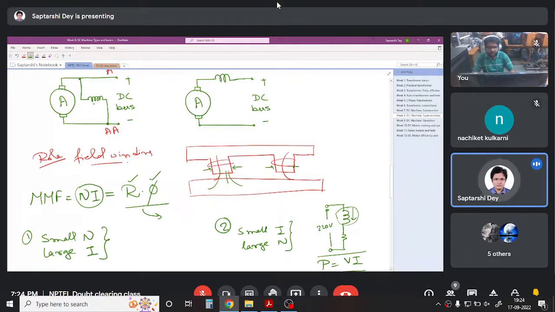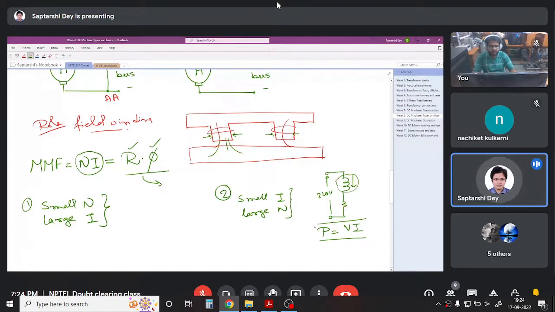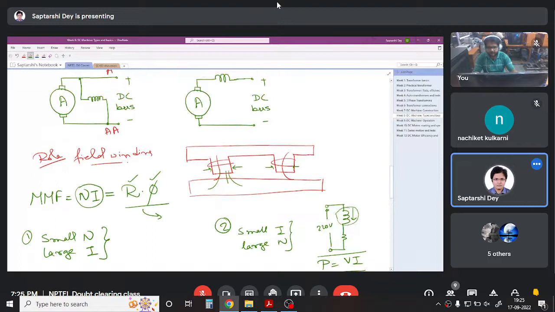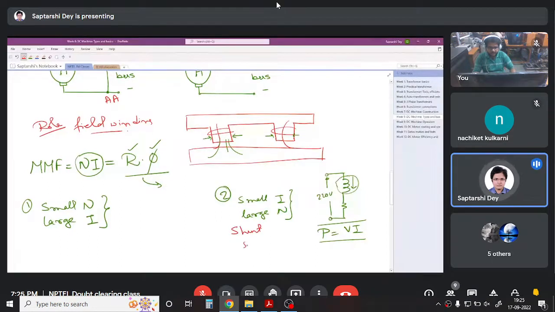But if you have a large amount of current flowing through this winding, you will achieve your objective and get the required flux, but there will be a large power loss in the field winding, and you will also end up supplying more power than required. That is not required, right? On the other hand, you can go for a small amount of current and a large number of turns. That will give you the same MMF but at a lesser power loss. So this is done in shunt machine. This is also done in separately excited machine.